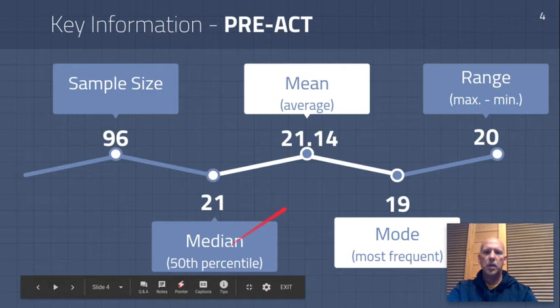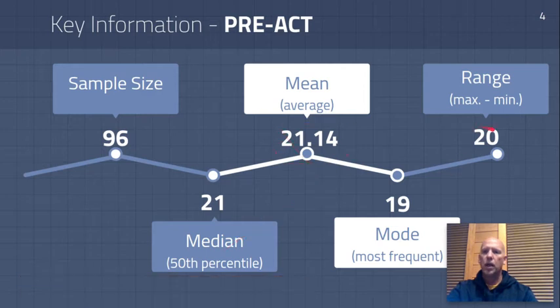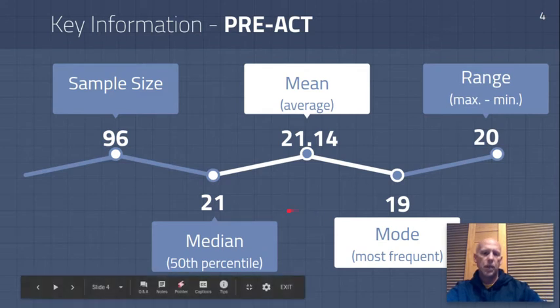We had a mean or an average score on the pre-ACT of 21.14, and I found the range to be 20, which is the maximum score minus the minimum score. And then we found the 21 to be our median, which is the 50th percentile mark. And then for our mode, or the most frequent score, it was a 19.